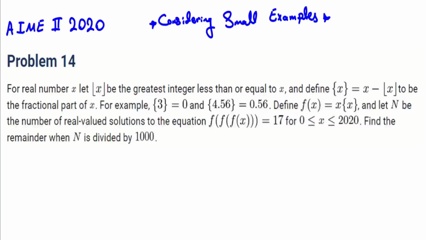On f of something equals 17. So on f, can you explain more? For example, the first case that we should check is what? Like 0, instead of 17, 0. You can check that small example, but I don't think it works. So if you want to use a small example on f, then we should check what first? I'm not sure what to do.